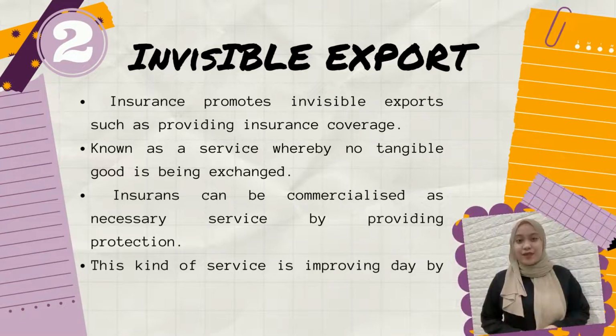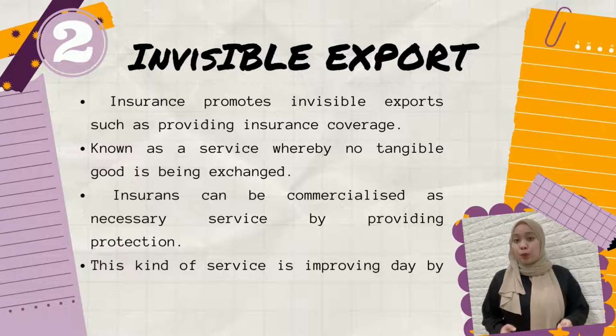Okay, next is invisible export. Insurance promotes invisible export, such as providing insurance coverage to other countries, also known as a service whereby no tangible good is being exchanged. Insurance can be commercialized as a necessary service by providing protection and peace of mind to the insured party. This kind of service is improving day by day to provide more benefit to people while gaining profit, thus affecting the economy positively.